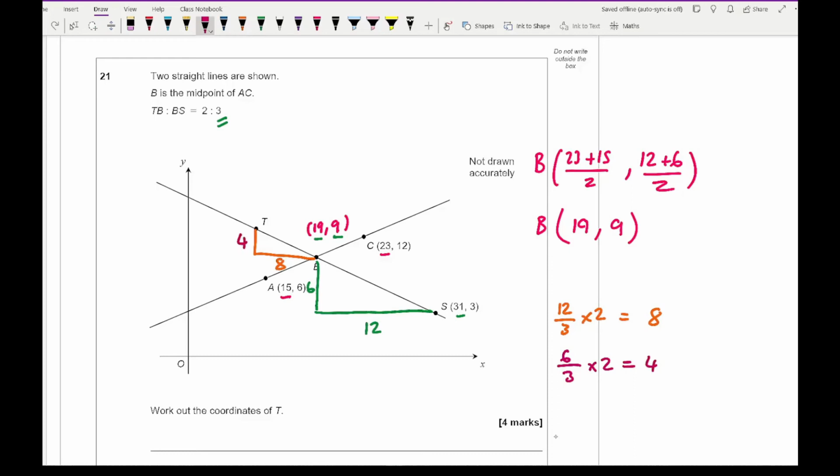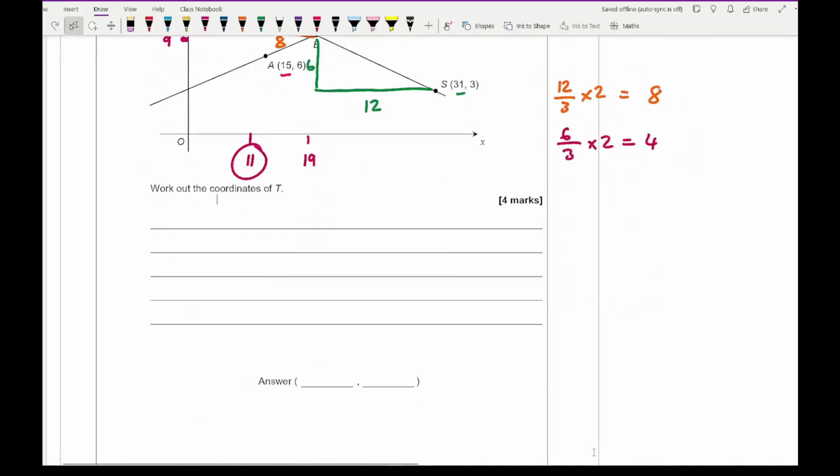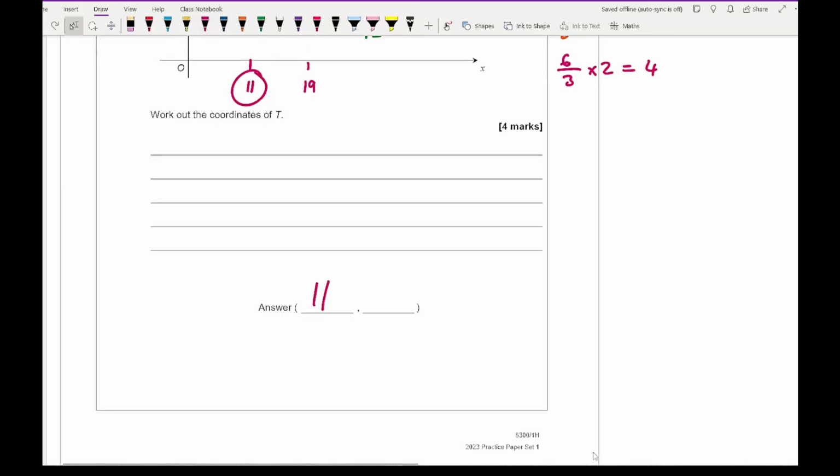Now, if this coordinate of B is at 9, and this coordinate is at 19, going 8 to the left, well, that's going to be 11. And going 4 up, well, that's going to be 13. So that means that the coordinate of T is going to be 11, 13.